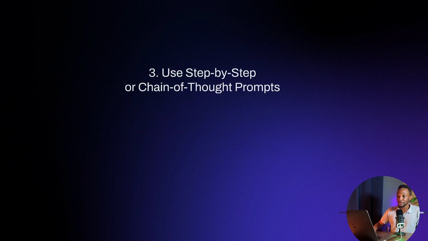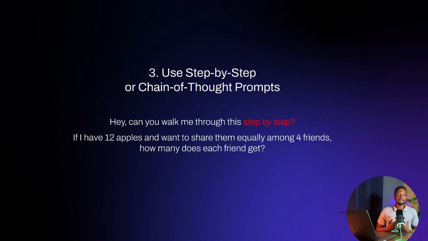Another thing you must master is to use step-by-step or chain of thought prompts. Now this, guys, is basic, but one of the most important things that you need to master early. Because using chain of thought or the step-by-step technique helps when you want to learn something deeper or understand why the LLM came to that output. You want to understand what steps it took to arrive at that output. Ask it to go step by step. So an example would be, "Hey, can you walk me through this step by step? I have 12 apples and I want to share them equally among 4 friends. How many does each friend get?" This example we'll see later.